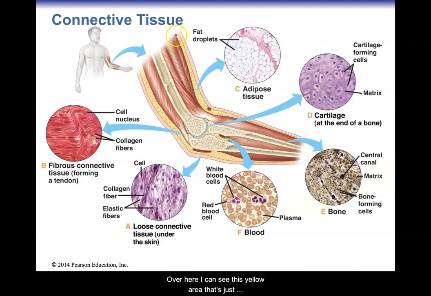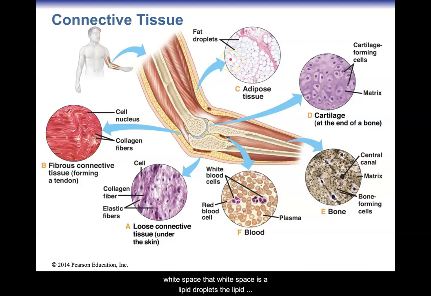Over here, I can see this yellow area that's just underneath the skin, and it's surrounding multiple tissue types. In this elbow joint example, this is actually fat tissue, also known as adipose tissue. Adipose tissue is composed of cells called adipocytes that are going to contain fat energy storage. I can actually see the cells here. They look like just open space. Here's a fat cell, there's a fat cell, and it just looks like white space.